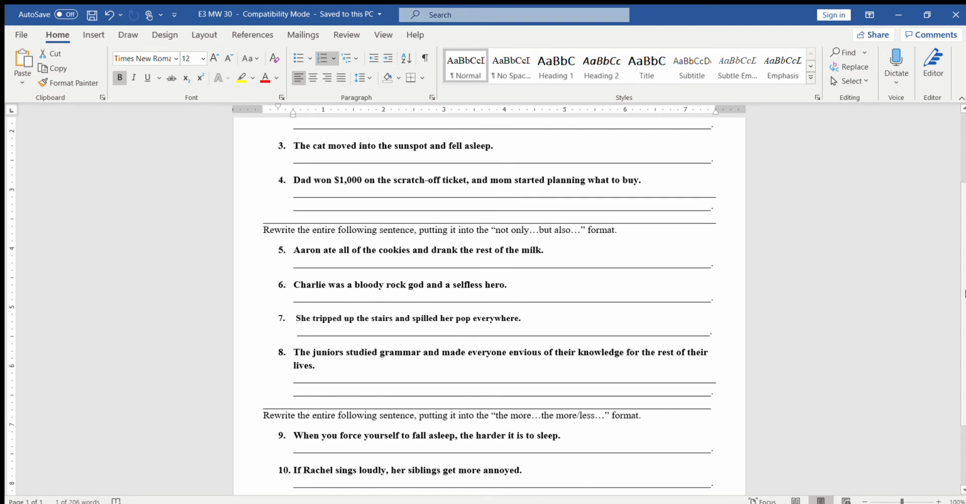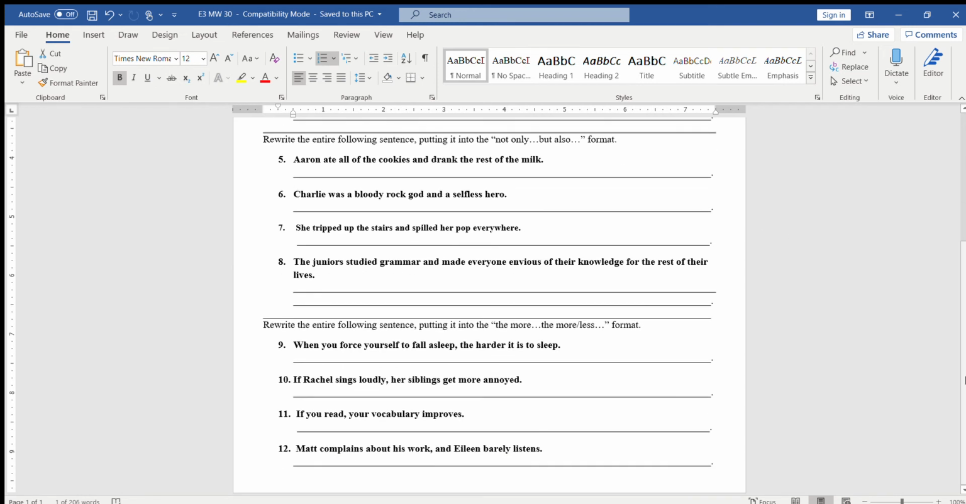Okay? The bottom part you are putting into the more, or the less format. Remember, if there's an ER form of an adjective or an adverb, you don't have to put more in again, right? You wouldn't say like more faster, just because the ER already covers it.